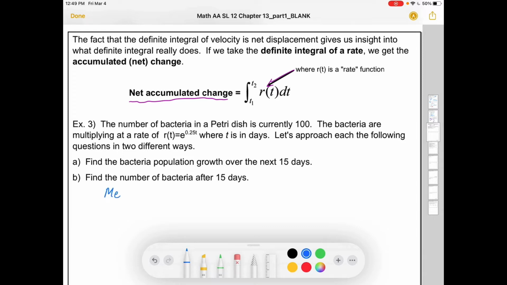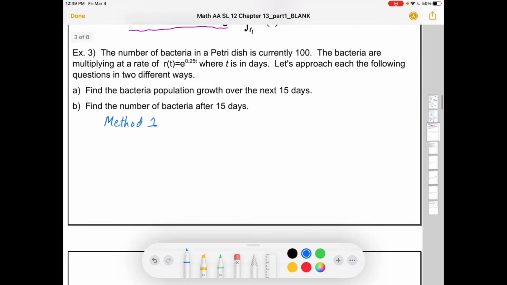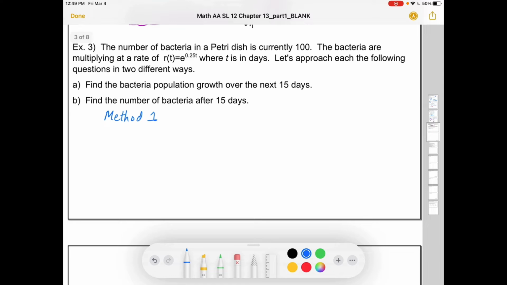And each method's going to be a little better for each type, but I think the integration in the end is going to be a little nicer. We'll do it without integration, or at least without definite integrals to start with. So here's the rate. If you bump it up, then you'll get the number of bacteria. So the rate of growth, that's really number per day.